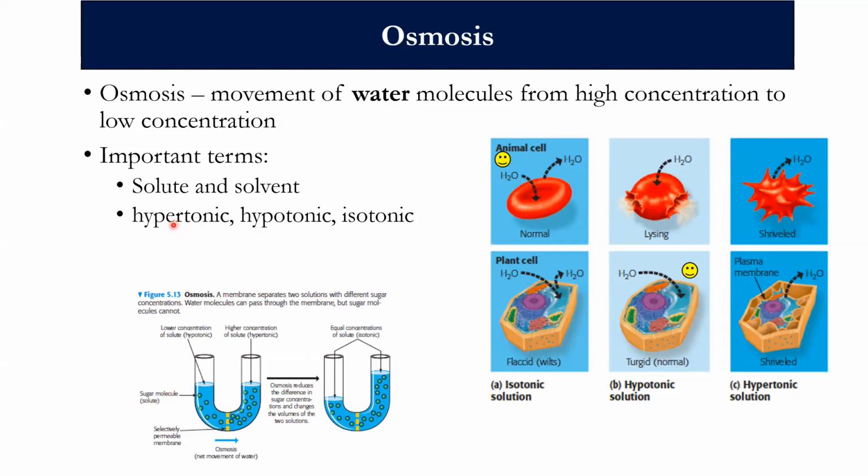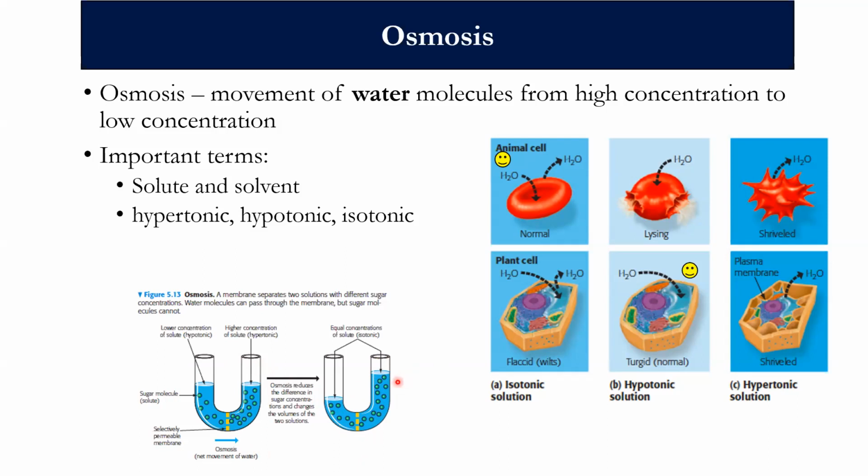And then another few terms we have to go over are hypertonic, hypotonic, and isotonic. The area where you have a low concentration of solute would be referred to as a hypotonic solution. The area that has a high concentration of solute is referred to as a hypertonic solution. And when these areas are the same concentration, when they basically reach equilibrium, it's referred to as isotonic.